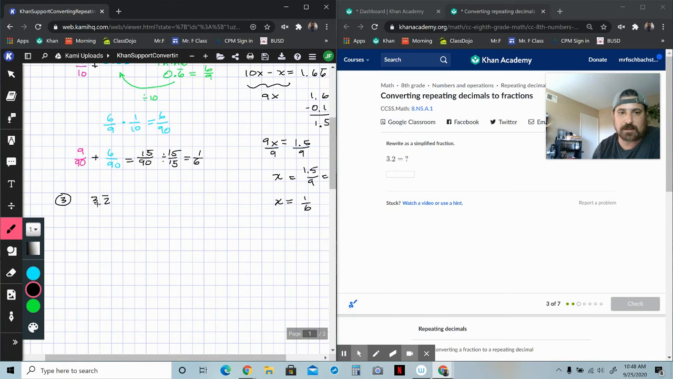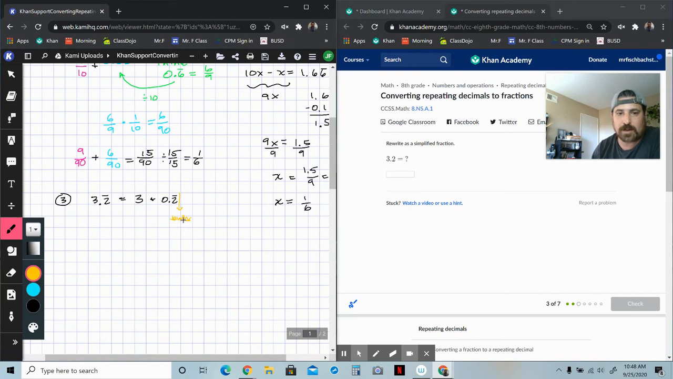The 3 is a fixed element, so 3 is just 3, no big deal. The 0.2 repeating is what we need to worry about, so we're really going to add to that the 0.2 repeating. Now, we know what 0.2 repeating is. That ends in the tenths place.